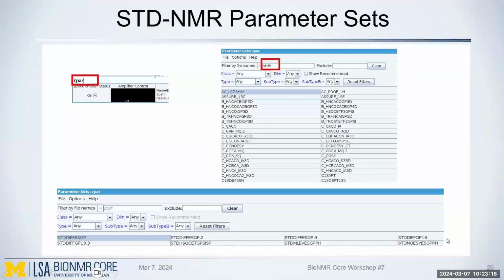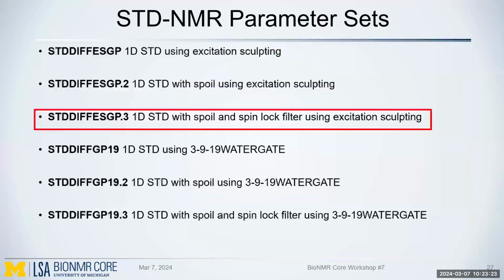Among those 8 parameter sets, 6 of them can be used to run the 1D STD-NMR experiment. I've listed those 6 parameter sets here. All of them can be used to run the 1D STD-NMR experiment, and in fact, if you choose any of them, you can get STD-NMR data. The one I recommend is called STD-DIFF-ESGP.3, and this one is most widely used for the STD-NMR experiment. So we'll explain what this parameter set is doing.